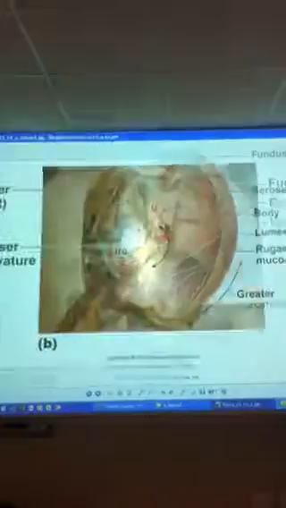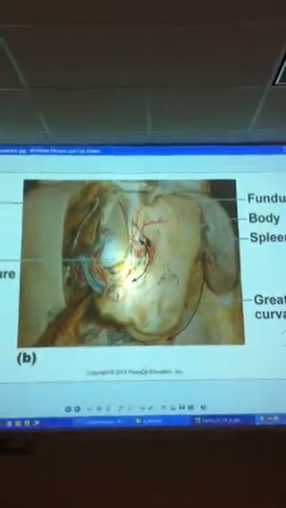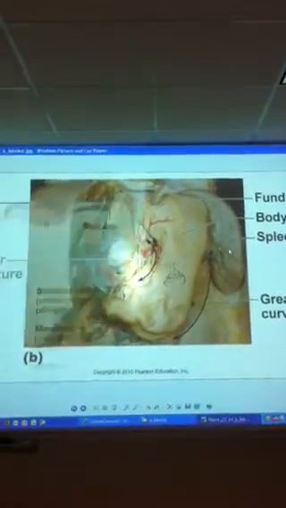Also, if you look here, you can see it's a cadaver. Again, greater curvature, lesser curvature. You can see all those spots we looked at.